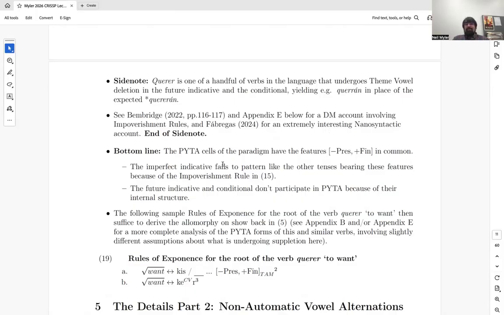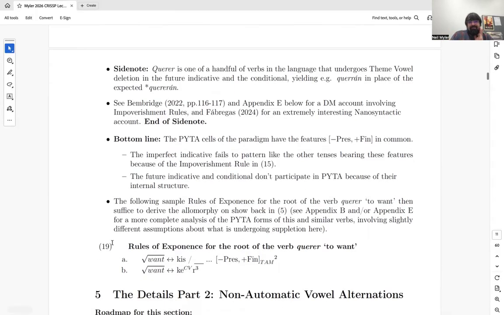And the bottom line is that the PYTA cells of the paradigm have the features minus present plus fin in common, minus present plus finite. The imperfect indicative fails to pattern like the other tenses bearing these features because of the impoverishment rule in 15, which deletes minus present off that node. The future indicative and the conditional don't participate in PYTA because of their internal structure, right? And so here's the idea.